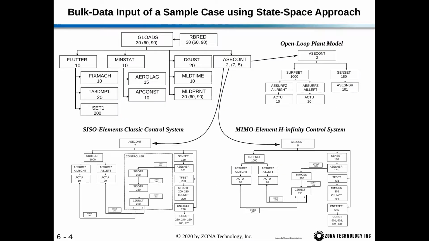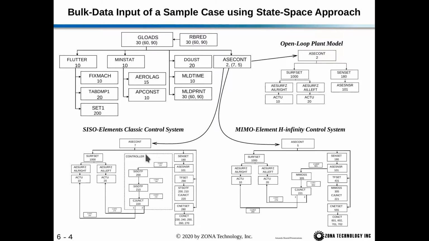Okay, so this is an example of the bulk data cards that we would use in a state space approach. We have the Gloads bulk data card, and then we have the rigid body reduction bulk data card to clean up the rigid body modes. The Gloads card, much like the ASC bulk data card, refers to the Flutter and MNStack cards. The Flutter card defines the analysis parameters, and the MNStack card defines the RFA parameters. Also, we can refer to the ASC controller card to define a control system.